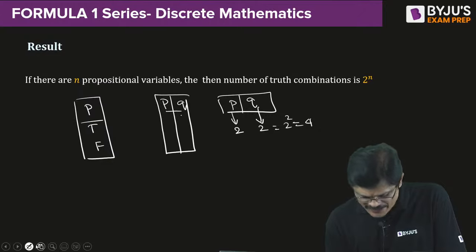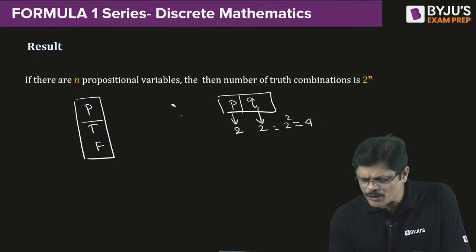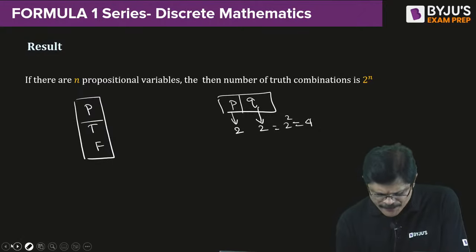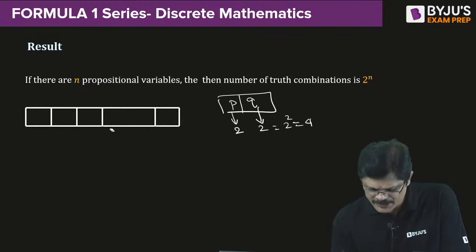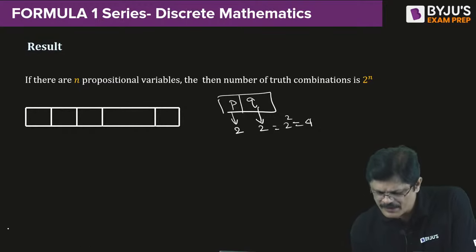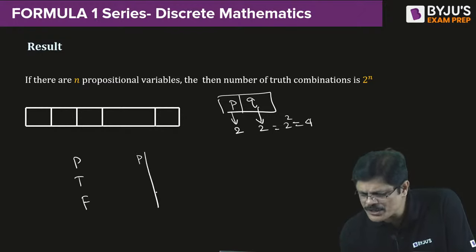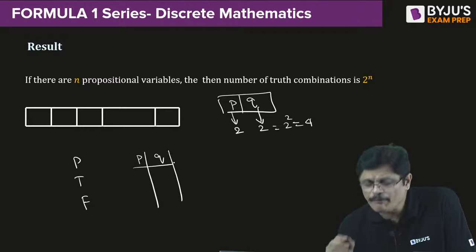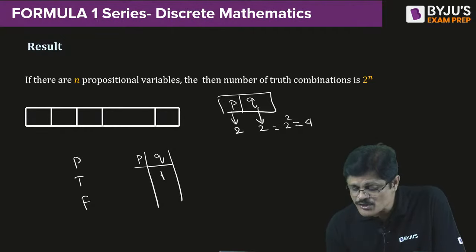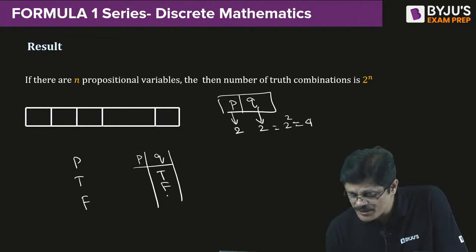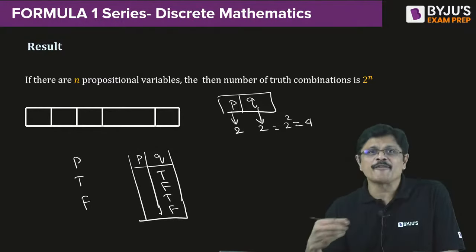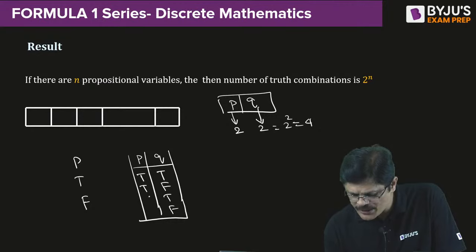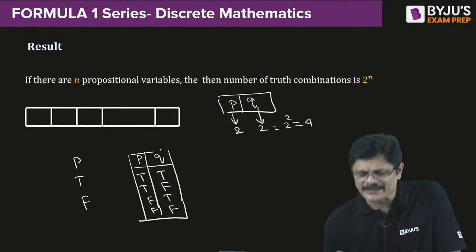There is a very simple way of remembering those truth combinations. Let me write this. So P means true, false. When you have two propositional variables, the 4 truth combinations you can remember like this. You start with the last variable true, false, and double the number of truths and double the number of falses, 2 truths and 2 falses, like that.